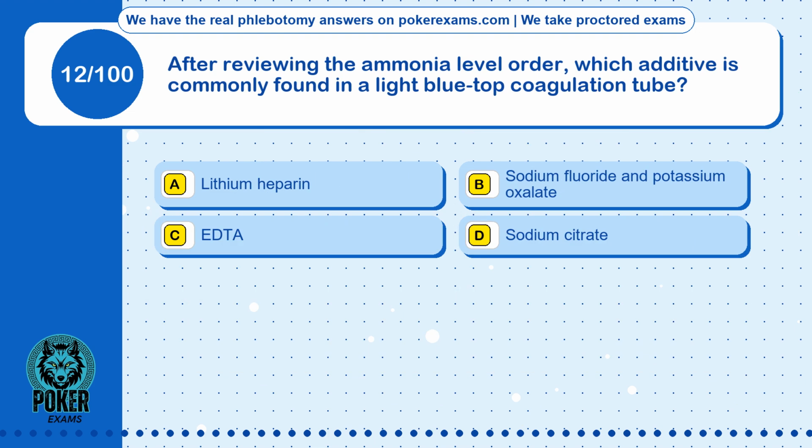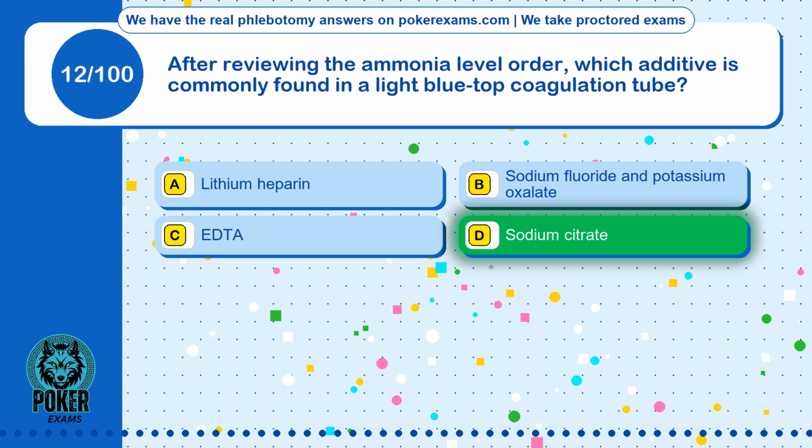Question 12. After reviewing the ammonia level order, which additive is commonly found in a light blue top coagulation tube? Option A, lithium heparin. Option B, sodium fluoride and potassium oxalate. Option C, EDTA. Option D, sodium citrate. The correct answer is option D.